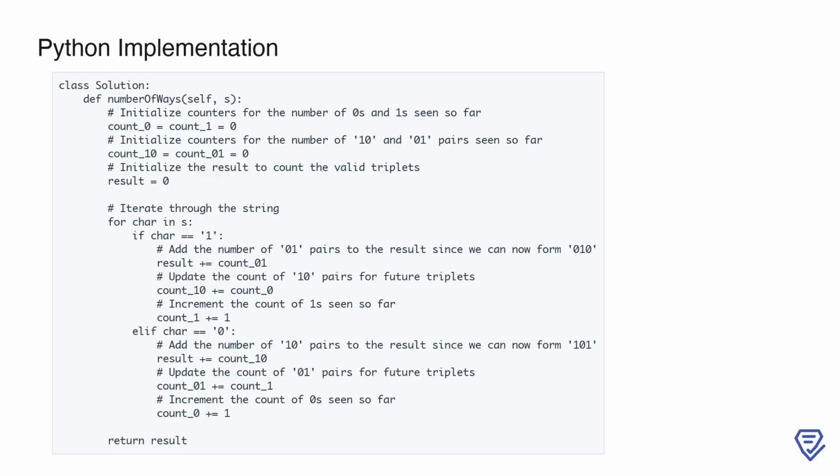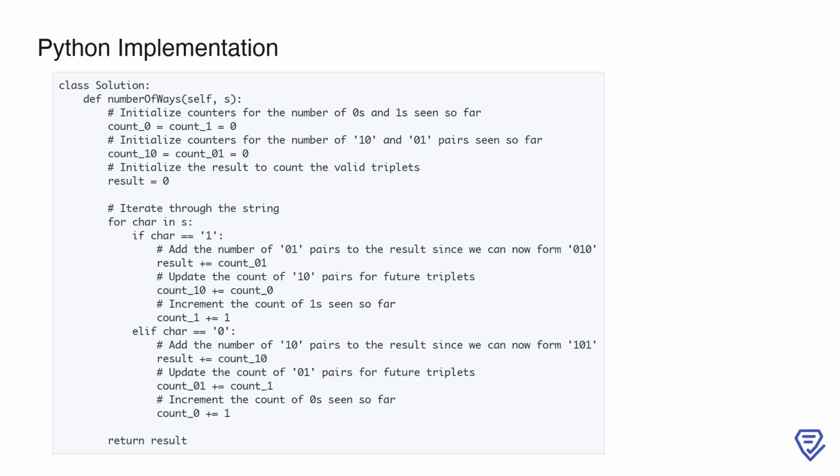If the character is 0, the logic is symmetric. We add the count of 10 pairs to the result, forming 101 triplets, update the count_01 counter by adding the number of ones seen so far, to account for new 01 pairs, and increment the count of zeros.